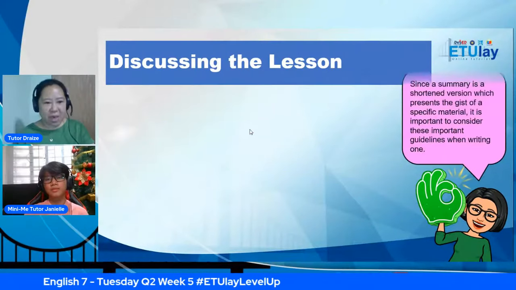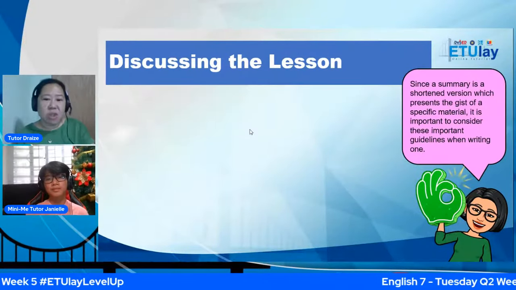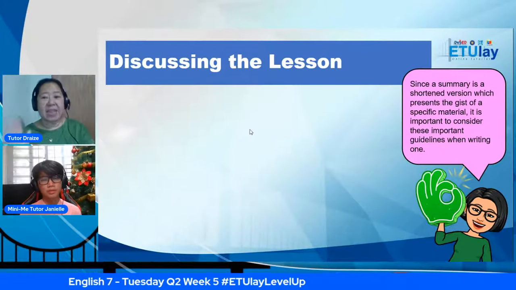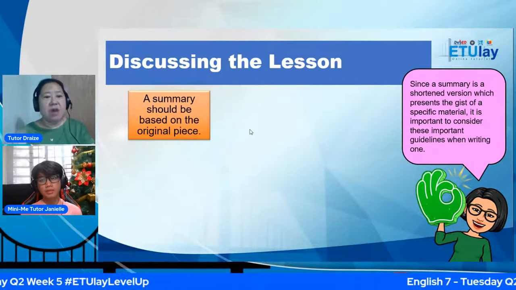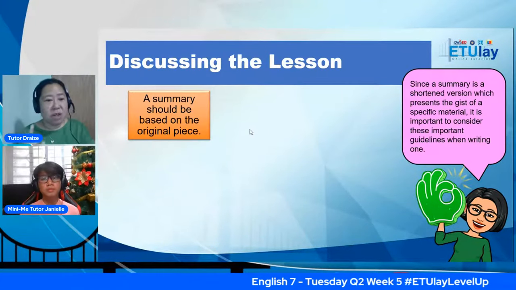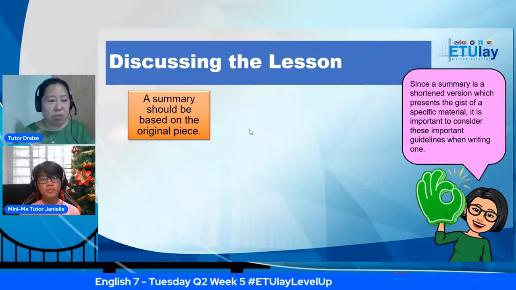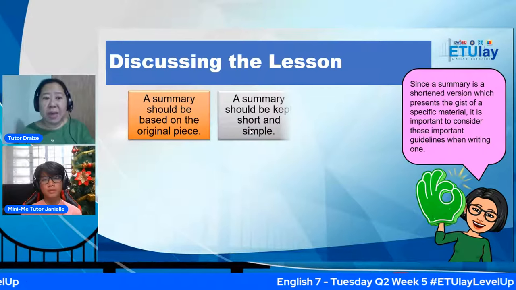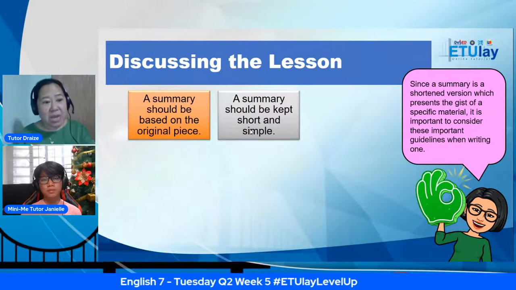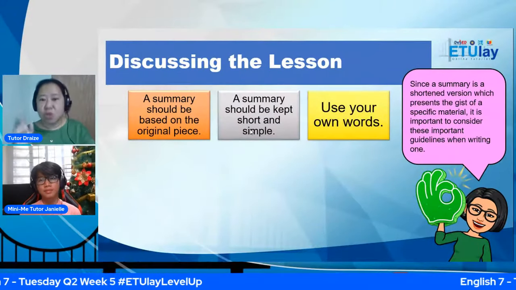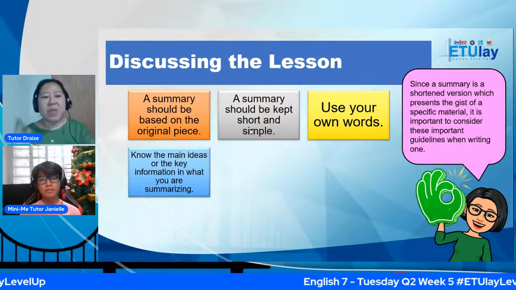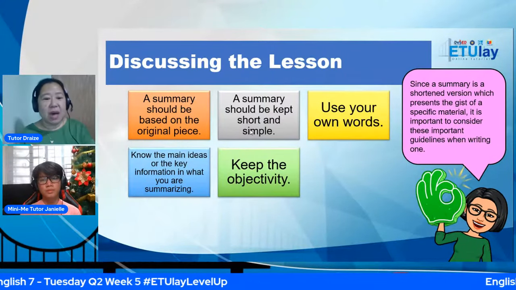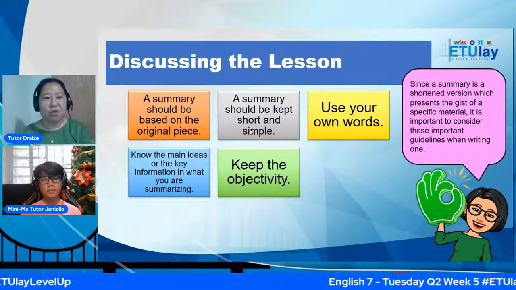Okay? And another thing, always remember that since a summary is a shortened version which presents the gist of a specific material, we have to consider these important guidelines when writing a summary. First, remember that the summary should be based on the original piece. Okay, like what I've mentioned and what I've taught you a while ago, you have to respect the idea of the author. Next, it should be kept short and simple. That's why it's called a summary. Another, you use your own words. Do not copy and paste. Another, you know the main ideas or the key information in what you are summarizing. You have to keep the objectivity. Do not include your opinion.